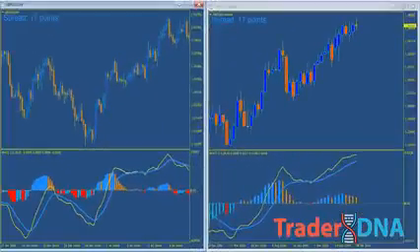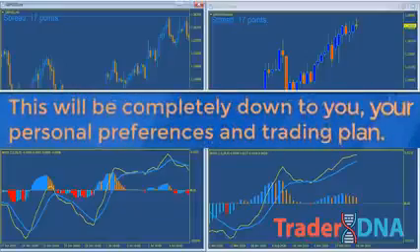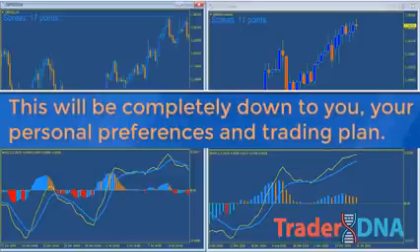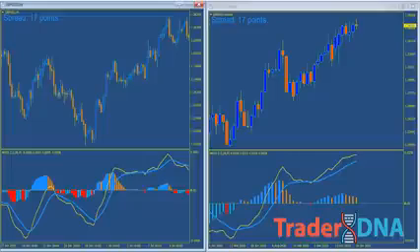Now, regarding time frame. What is the best time frame to make the most profit from trading? The answer is, this will be completely down to you, your personal preferences and trading plan. However, 1-hour signals are more significant than 5-minute signals, just as 4-hour signals carry more weight than 15-minute signals.